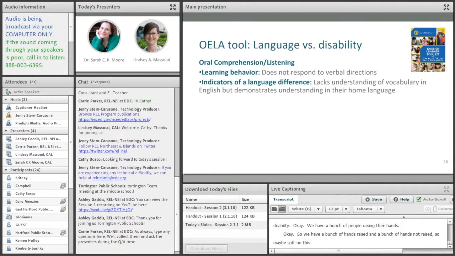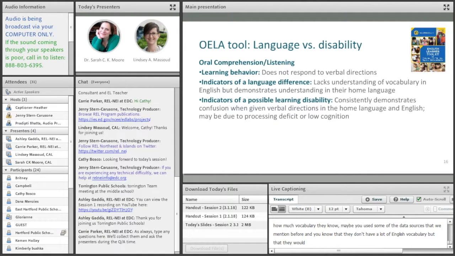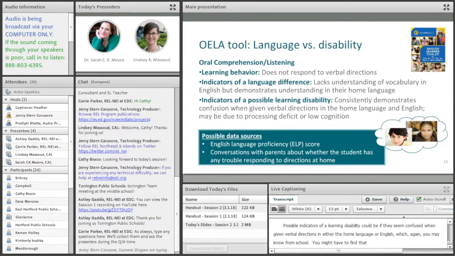So a possible indicator of a language difference, if you know how much vocabulary they know, maybe you use some of the data sources that we mentioned before, and you know that they don't have a lot of English vocabulary, but that they would understand or respond to things in their home language, then you might think, yeah, that's a language difference. Possible indicators of a learning disability could be if they seem confused when given verbal directions in either the home language or English, which again you may know from school. You might have to find that out from parents or others. Then it could be due to a learning disability.